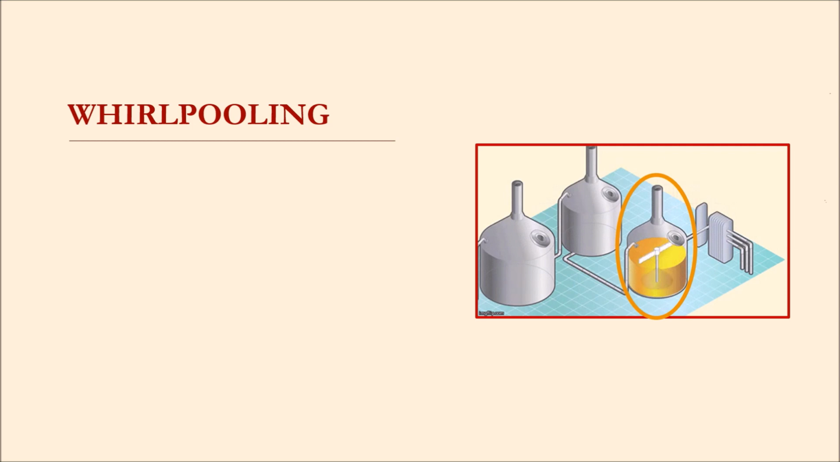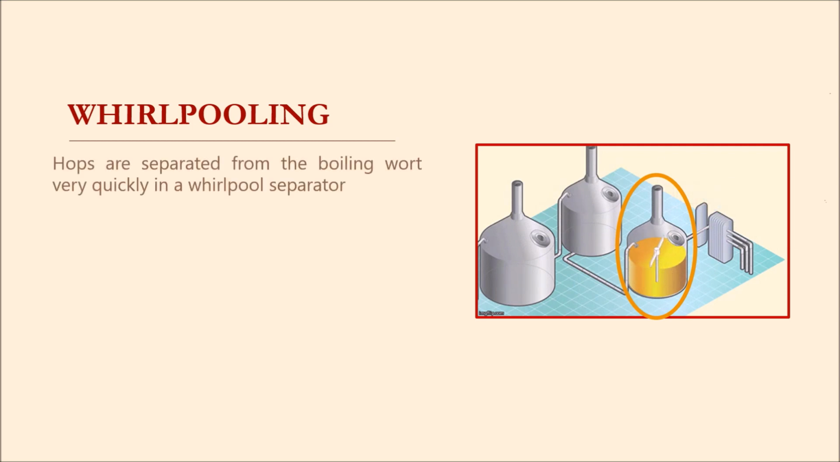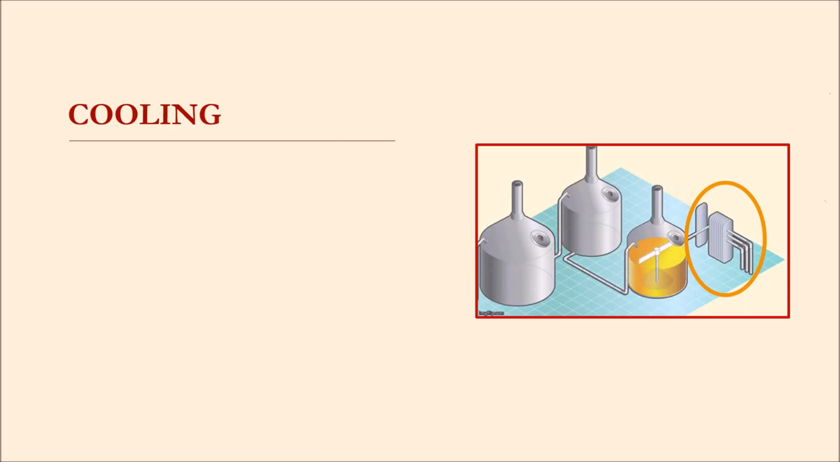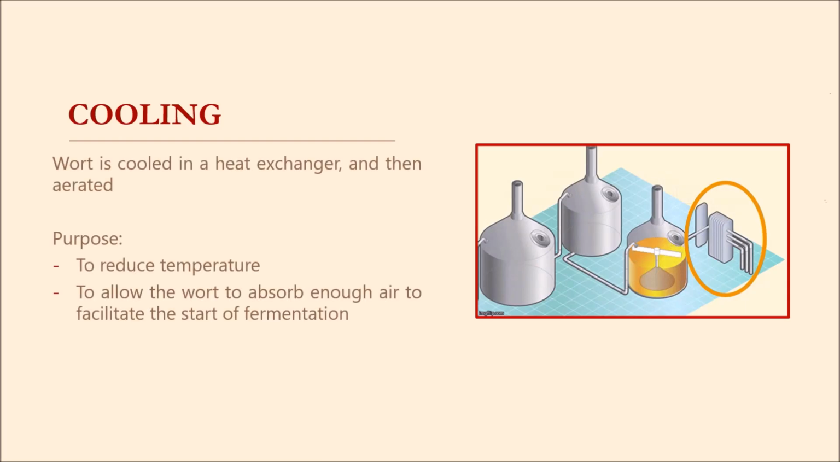At the end of the time, the spent hops are separated from the boiling wort very quickly in a whirlpool separator. After whirlpooling, the wort is then ready to be cooled.